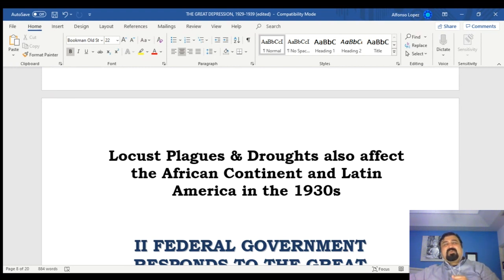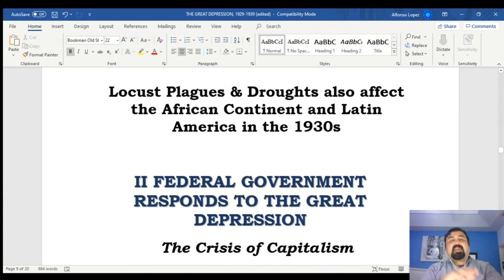And there are going to be certain responses that the federal government, particularly two presidential administrations, is going to enact. How they are going to respond to the Great Depression is something that we're going to see in session 3. The federal government is going to respond to the Great Depression in very different ways, looking at two different political administrations.